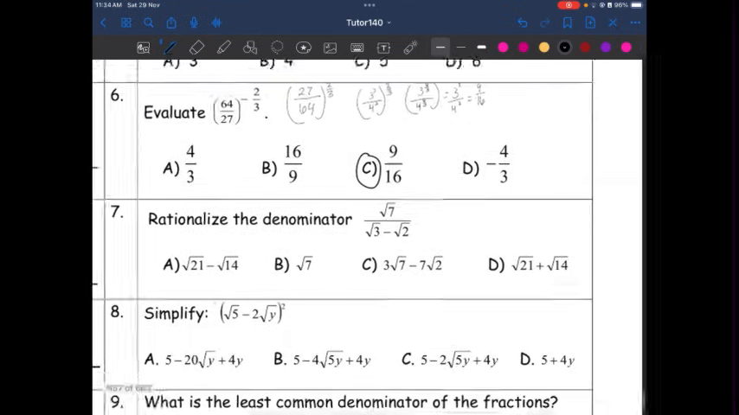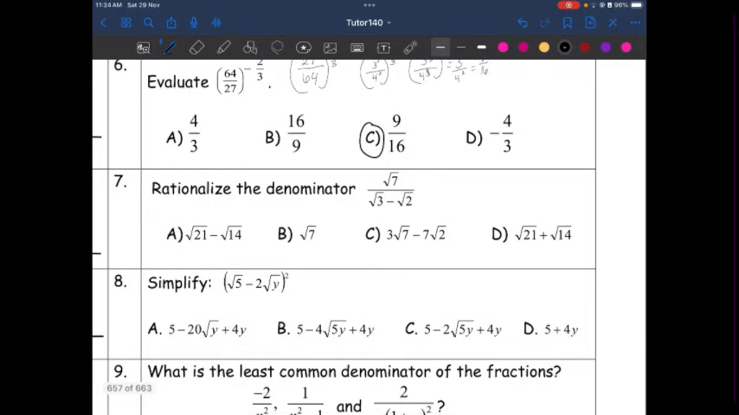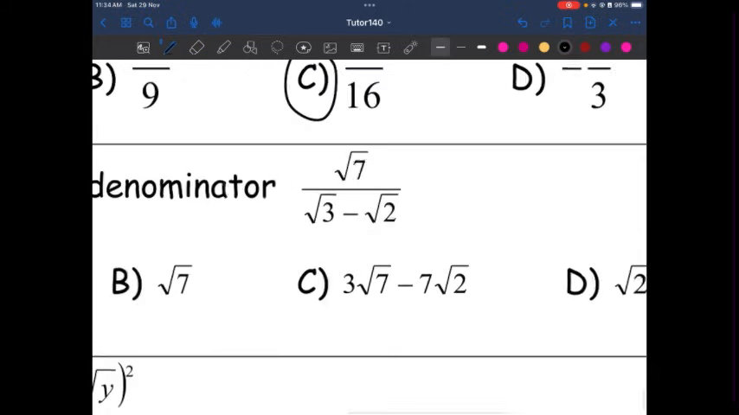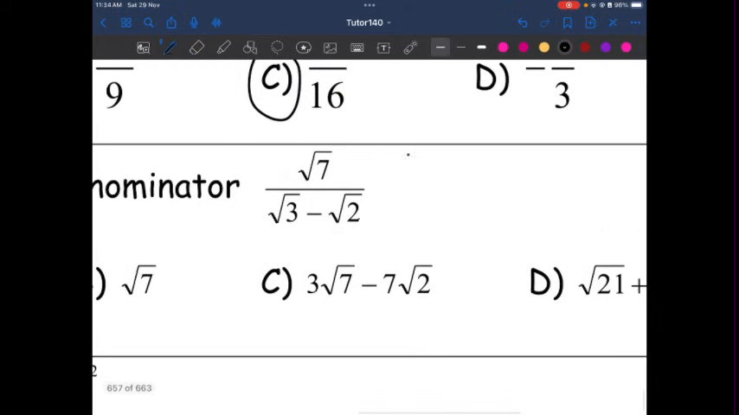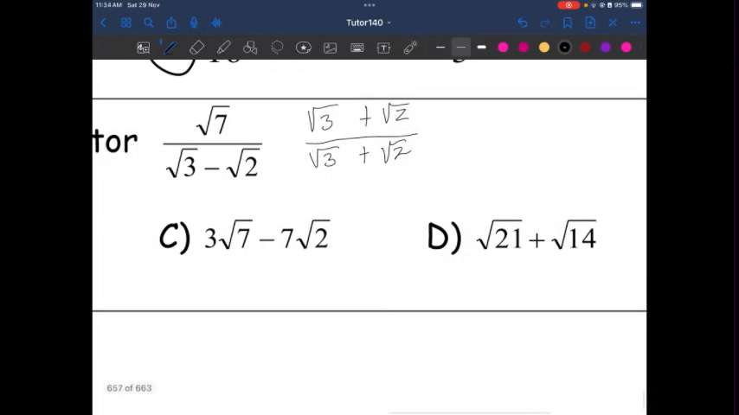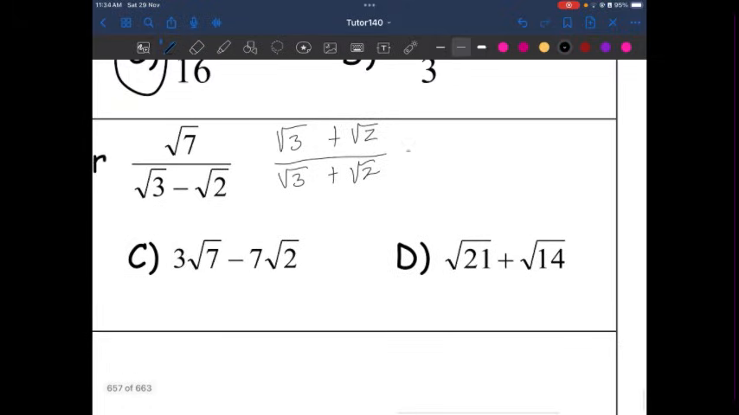Rationalize the denominator. So to rationalize the denominator, what we're going to do is multiply both the numerator and the denominator by the conjugate of the denominator. What is the conjugate? The conjugate of the denominator is just root 3 plus root 2. So you're going to multiply both. The numerator would give us root 21 plus root 14.